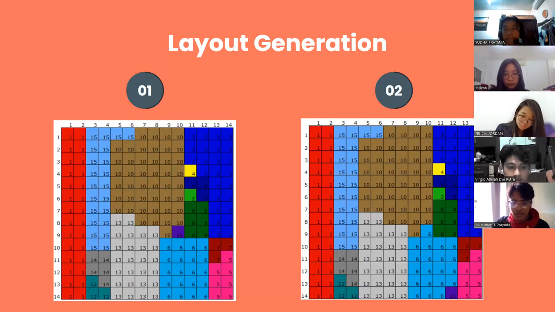So the next is layout generation. As we can see from figure 1, the first iteration switches departments 10 and 30, which results in a cost reduction of 2033, from 50,161 to 30,138.